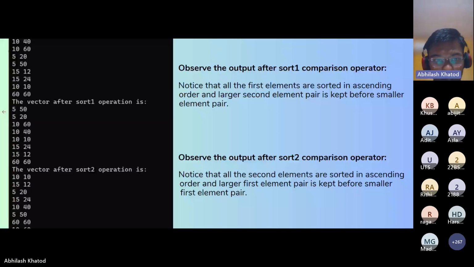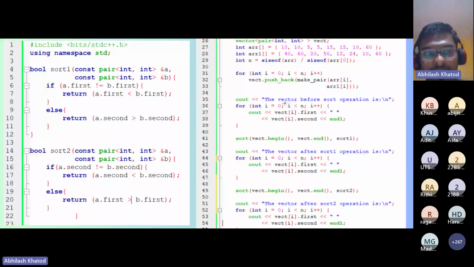Now let's take an example where the first two elements are not the same, so that we can analyze line number 6 and 7 once again. Let's take the example 10 60 and 5 20. Remember, our first pair is 10 60 and the second pair is 5 20. Are the first two elements the same? A dot first is 10 and B dot first is 5. They are not the same, so we'll go in the if block.